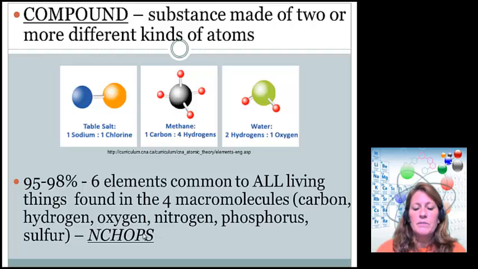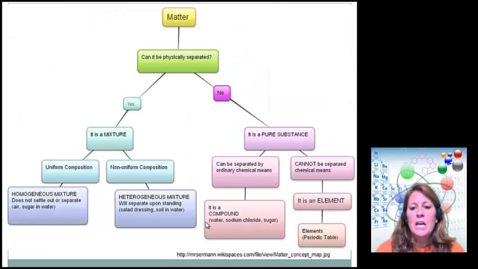Now here's one that sometimes messes up students a little bit. S stands for sulfur, not sodium, but the chemical symbol for sodium is Na, not S. So just be careful about that. Okay, on this particular chart, I'm not going to ask any questions. I'm not going to ask you to re-diagram it.